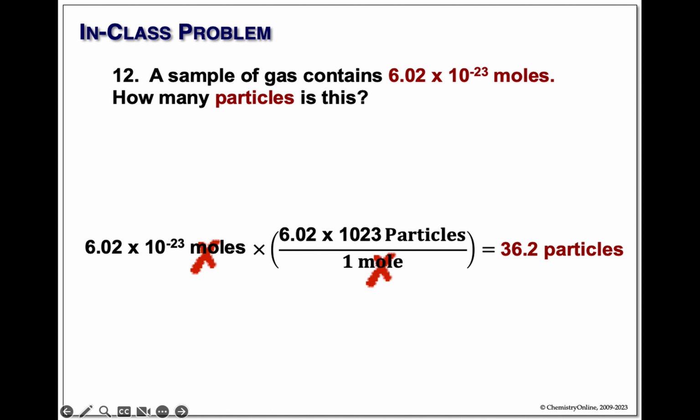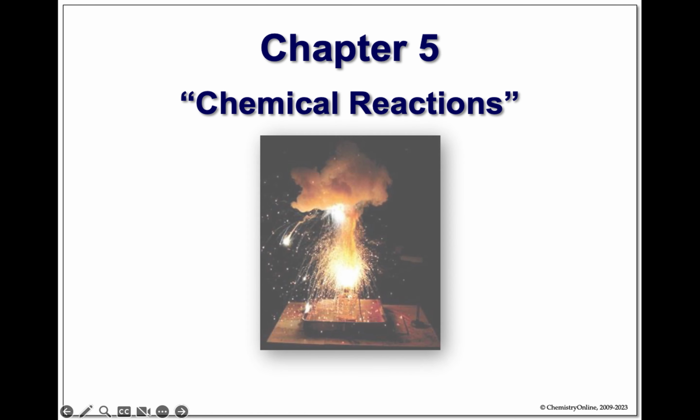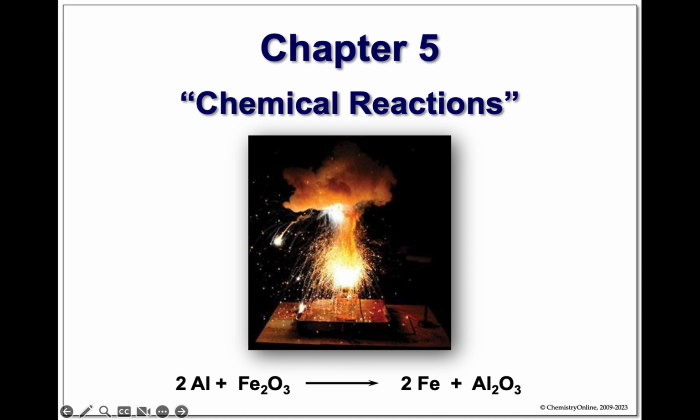All right, well, let's do chapter 5 then. This is what's called the thermite reaction. It is so neat. These are sparks flying everywhere. I used to do this as a lecture demonstration. People in the first 2 rows would always get burned, but it was fine. They didn't mind. It's a reaction between aluminum and iron trioxide, and we'll talk more about this later.